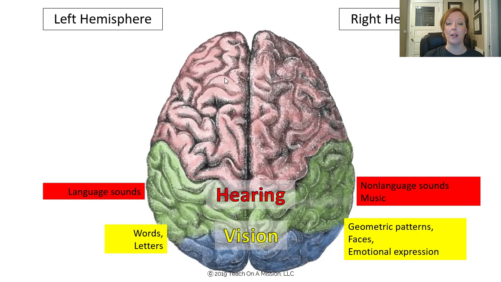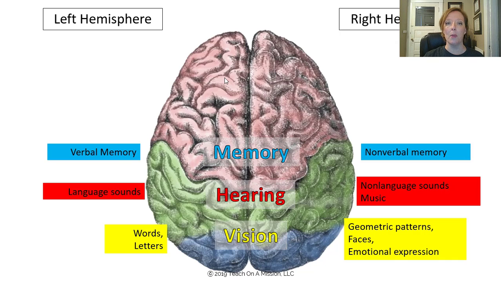So in the part of the brain that's responsible for hearing, the left hemisphere is much more in tune with language sounds. The right hemisphere is much more for non-language sounds like music. Our memory is also lateralized. On the left hemisphere, our verbal memory, or memory related to language, a conversation that you had. And the right hemisphere is much more specific towards non-verbal memory, things you saw, things you felt maybe.